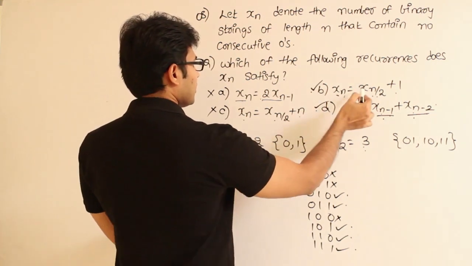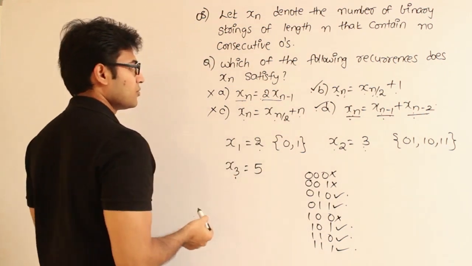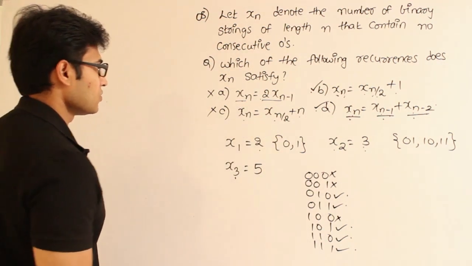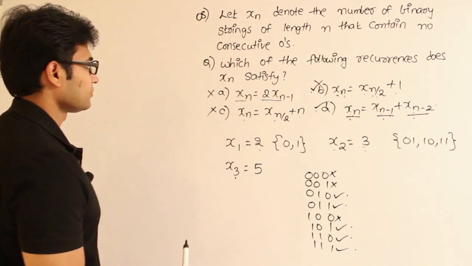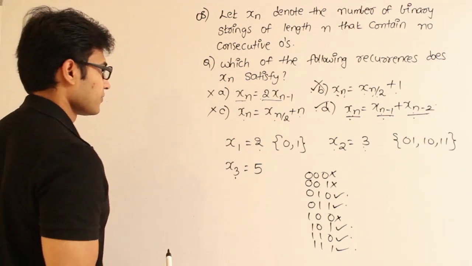x3 equal to x3 by 2. x3 by 2 is 1.5. So it is not valid. So this one cannot be valid. Only answer is D. Got it?